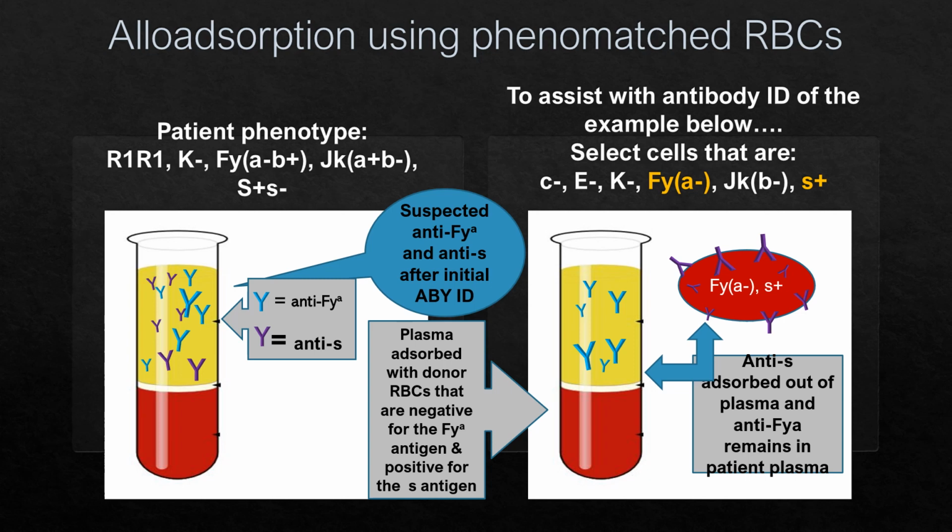So here's an example of how you could use alloadsorption. You have the patient's phenotype, and you think that the patient has anti-Duffy A and anti-little s. So you can take a selected cell that is Duffy A negative and s positive, and then that's going to take all the anti-little s out of your plasma. So then you can do some more panel testing to confirm that it was indeed anti-little s and anti-Duffy A, and that should give you more cells to perform rule-outs with.